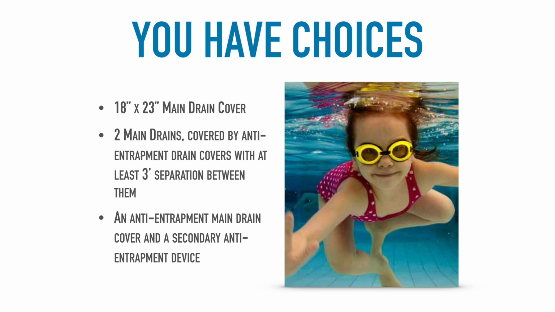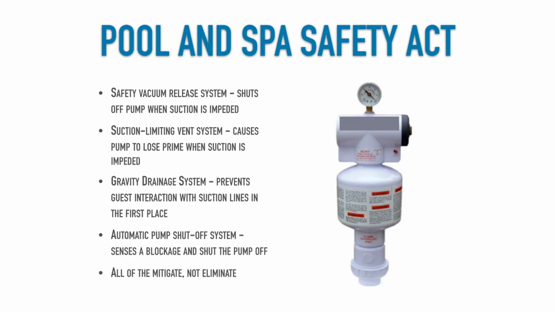So then finally, our next choice is an anti-entrapment drain cover over a single main drain and a secondary anti-entrapment device installed on our system as well. So if you have a single main drain, it needs to be covered by an anti-entrapment drain cover, and it needs to have a secondary anti-entrapment device installed. Now, what do those secondary anti-entrapment devices look like? Well, we've got a couple of different options here.